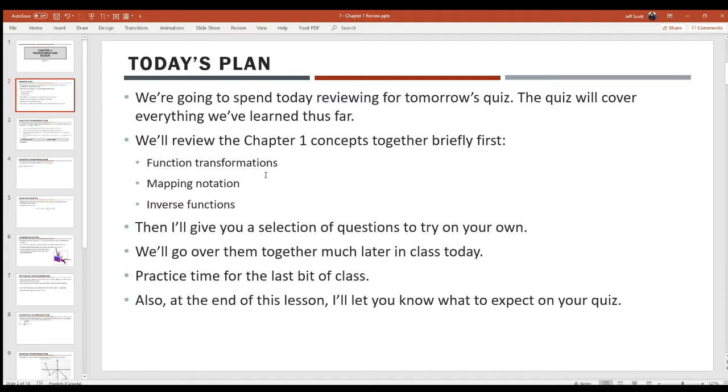Basically how today is going to go is I'm going to put a bunch of different problems up that I will solve. You don't have to write them down. You can jot them down if you wish, but you don't have to because we've already done similar problems to this. But then about halfway through the lesson, I'm going to give you a selection of questions to try on your own. Once you're done trying them on your own, we'll go over them together as a class, and then you'll have some practice time towards the end.